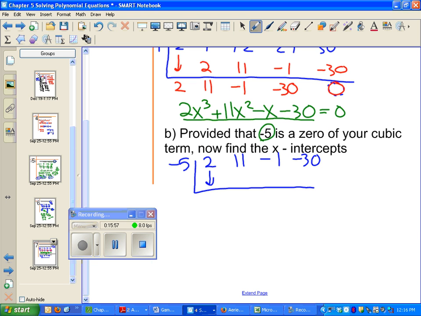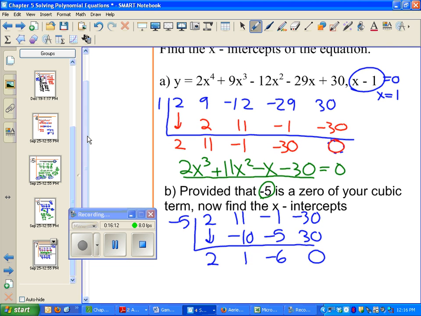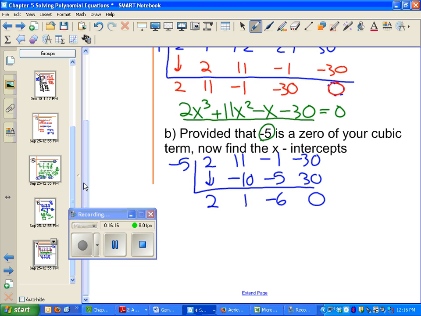So I bring down the 2, multiply to get negative 10, add to get 1, multiply to get negative 5, add to get negative 6, multiply to get a positive 30, and that is 0. Consequently, negative 5 is also a 0 of our original function as well. Okay, so this is going to be 2x squared plus x minus 6 equals 0. Now, since it's a trinomial, we can factor that.